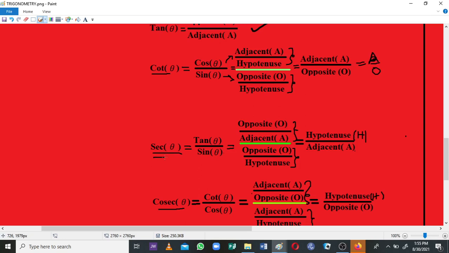Now secant is equal to tan, which is tangent, over sine ratio. We know that tan is equal to opposite over adjacent and sine is equal to opposite over hypotenuse. If we divide the ratios for tan and sine, this gives us hypotenuse over adjacent as the ratio of a secant function.